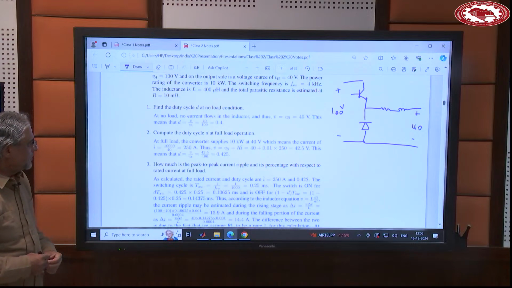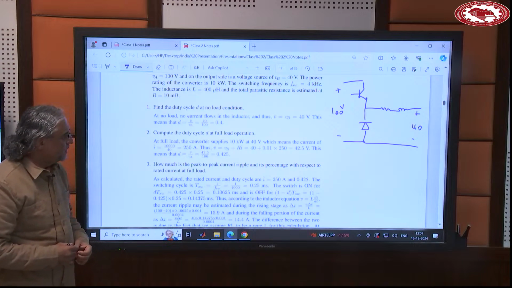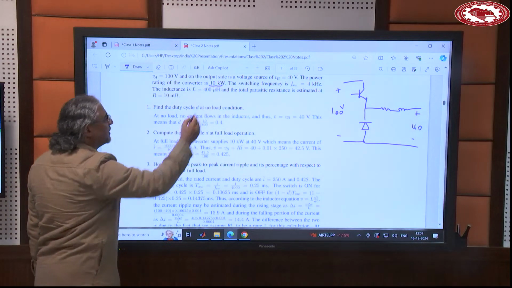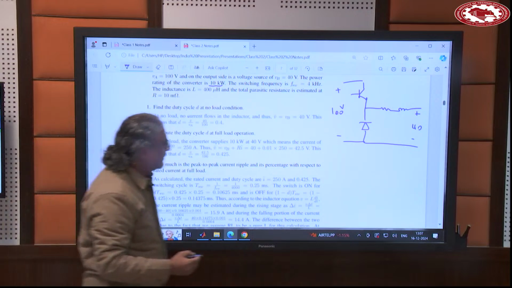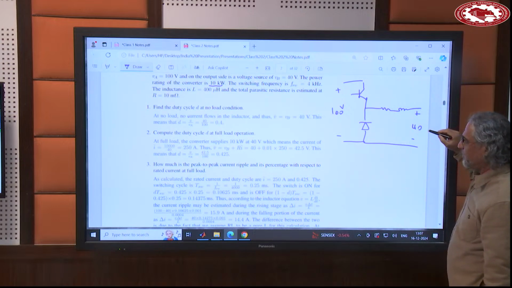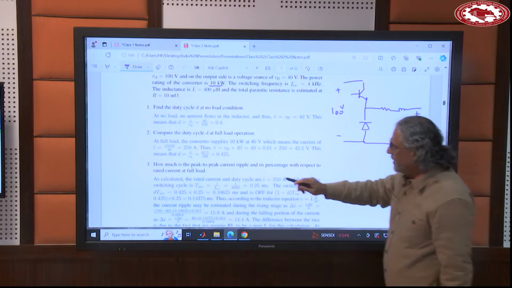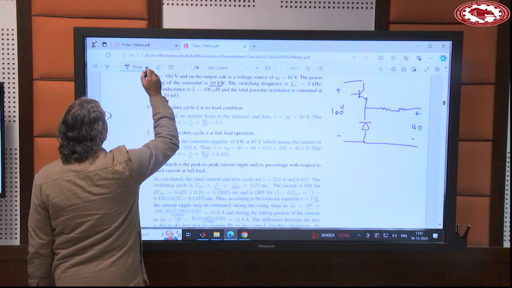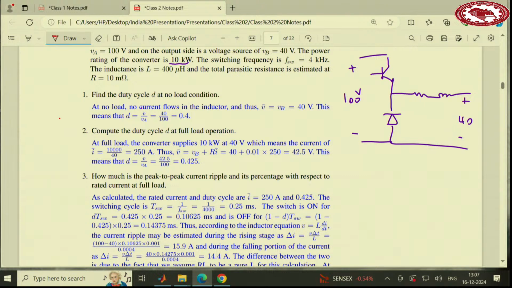Compute the duty cycle D at full load condition. Full load condition means full load is 10 kilowatt. So at 10 kilowatt, you have the voltage 40 and the power is 10 kilowatt. So the current will be 10,000 divided by 40, that is 250 amperes here.